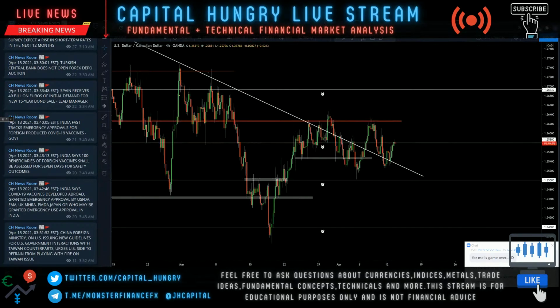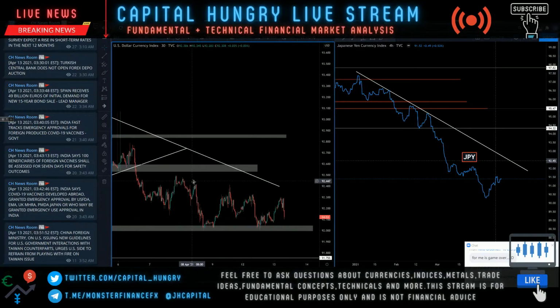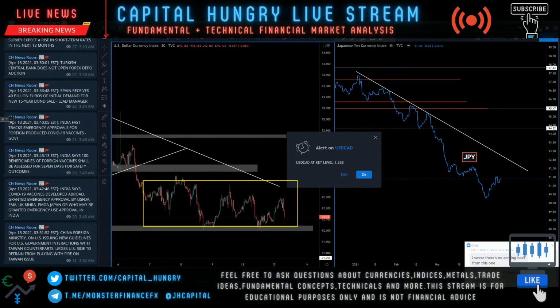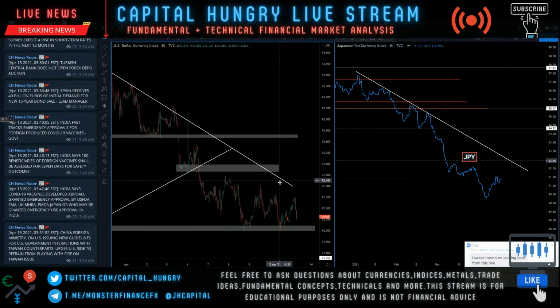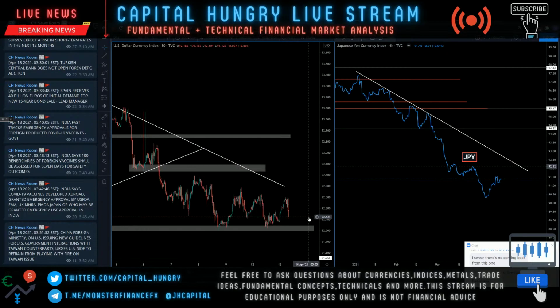US dollar is still ranging up and down in this consolidation zone. It has been the entire week. I didn't take anything today. I'm not trading today. I'm not trading for probably a week, maybe the entirety of this week, unless we get some clean high probability setups and the confirms needed that we look for in Capital Hungry.